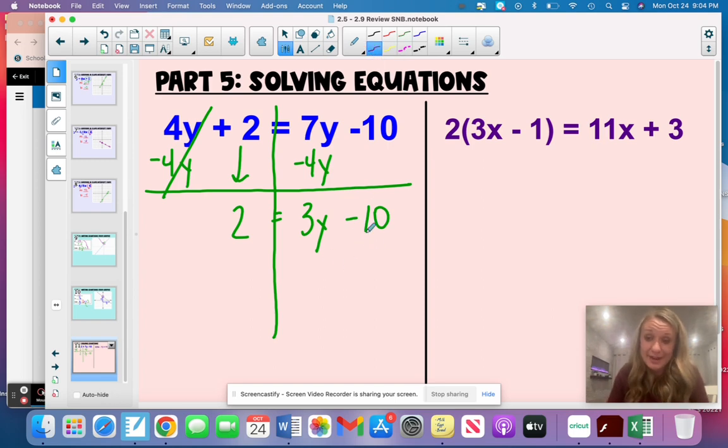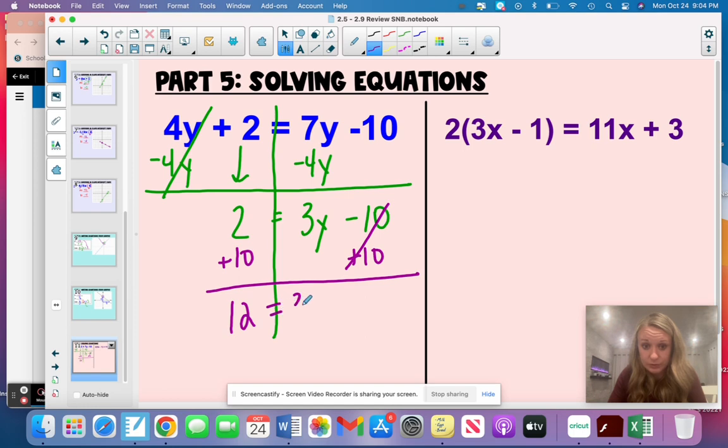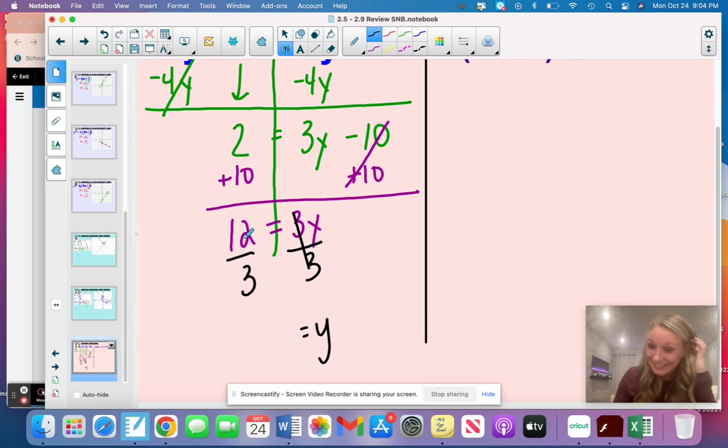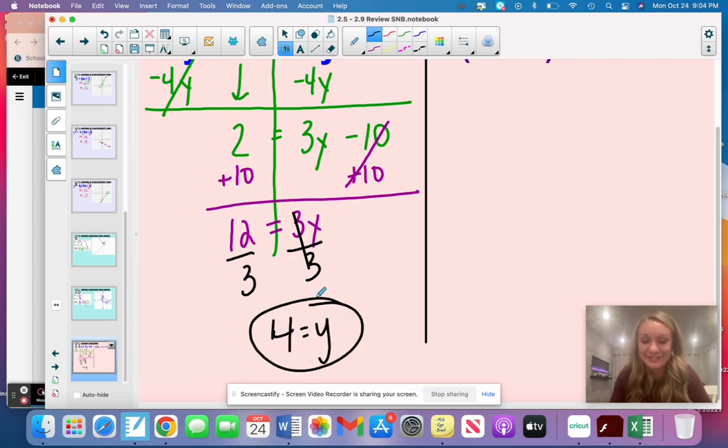Now I need to move this -10 to the other side to combine it with the 2. The opposite or the inverse of -10 is +10, +10. Those cancel. 2 plus 10 is 12 equals 3y. Now, your very final step to get y by itself is to divide both sides by 3. So I've got y equals, and then what's 12 divided by 3? I feel like I'm in class again, just like quizzing all of us. Oh my gosh, it is 4. So your solution is 4.